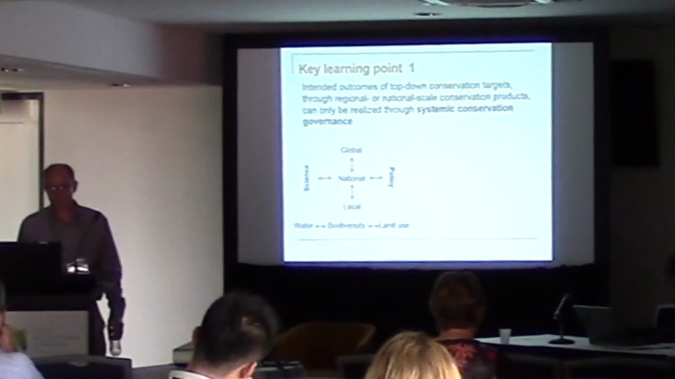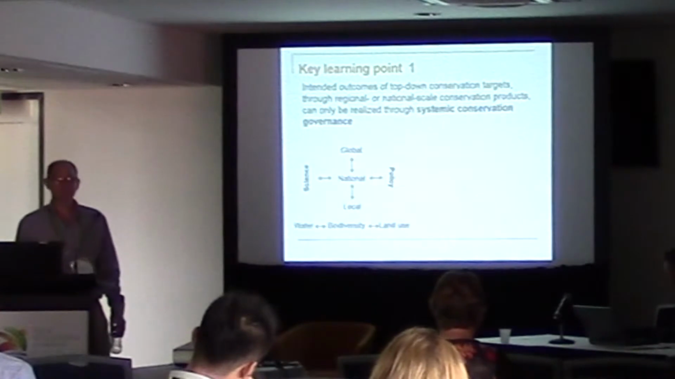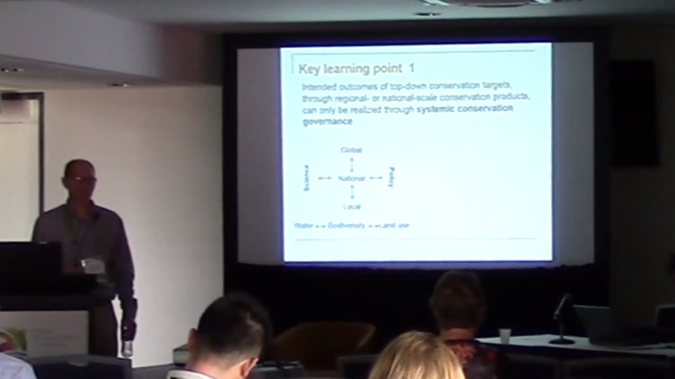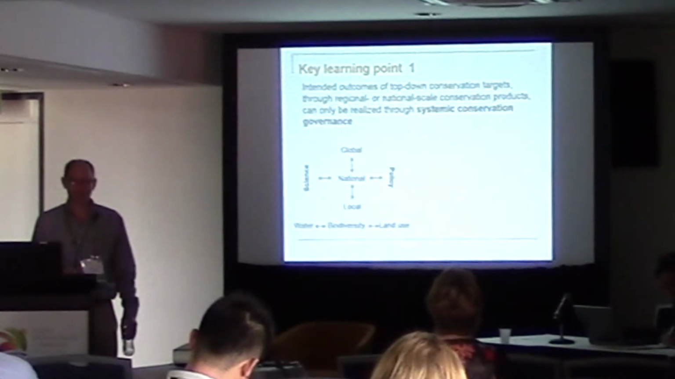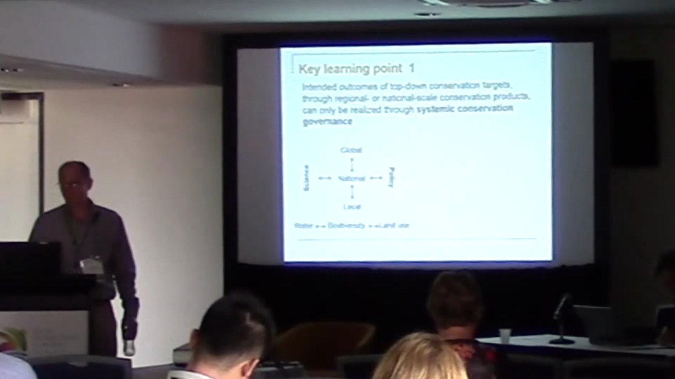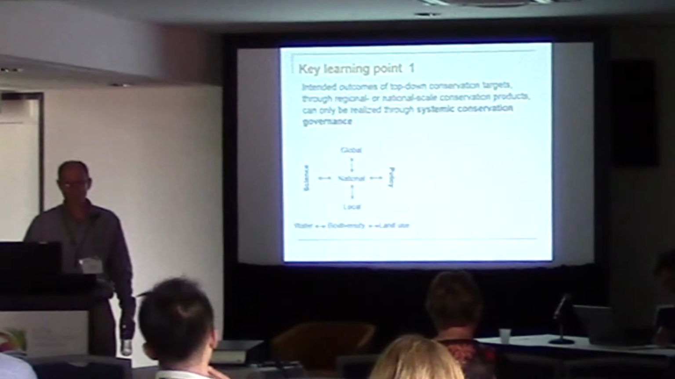So now just the four learning points. The first one: through actually going through all these phases, if we want to really give effect to global and national conservation targets, we've got to think of systemic conservation governance. There are many horizontal and vertical dimensions that need to be connected, as you can see there, between science and policy, global, national, and local, across the sectors: water, biodiversity, land use, agriculture. And those connections are largely people connections.